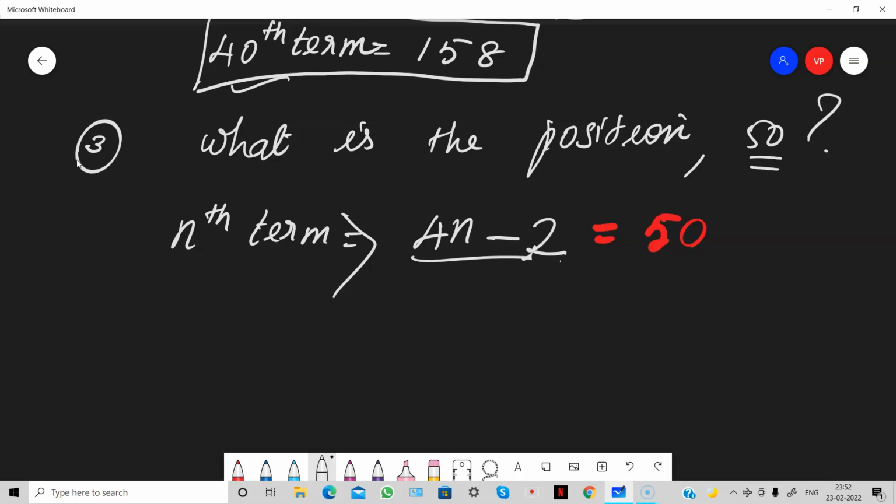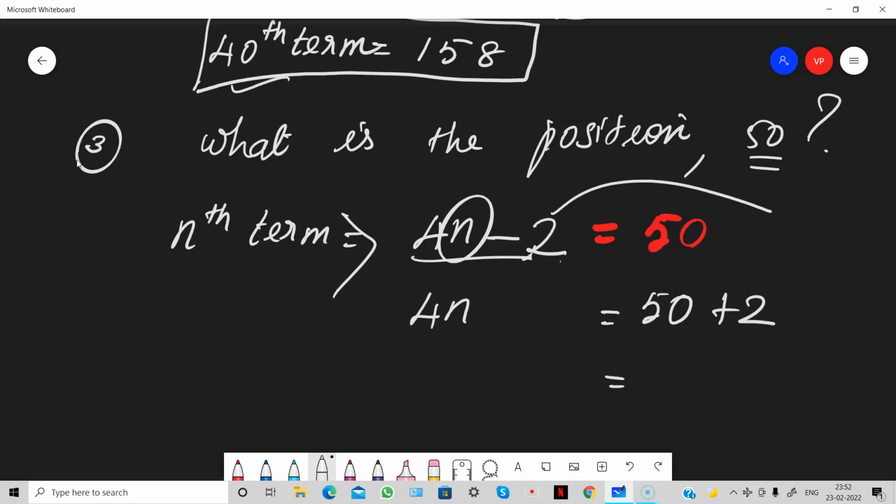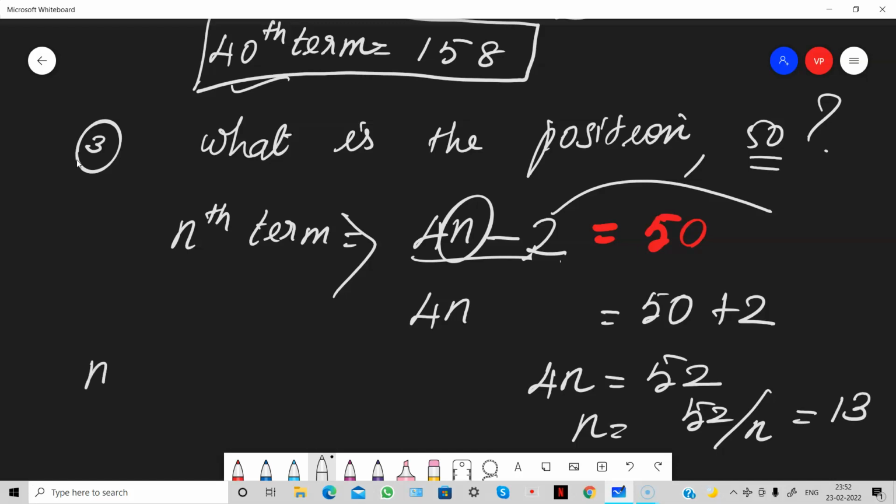Okay, yes. So, look at the question clearly. 50 is in the sequence, but what is the position? So here I am going to find the value of n. 4n is equal to 50. Transpose this to here, it is positive, and 50 plus 2 is 52. So 4n equals 52, and n is 52 divided by 4. So n is equal to 13.